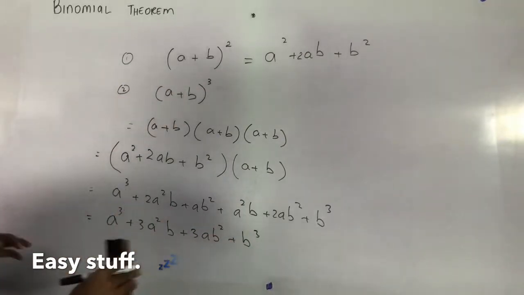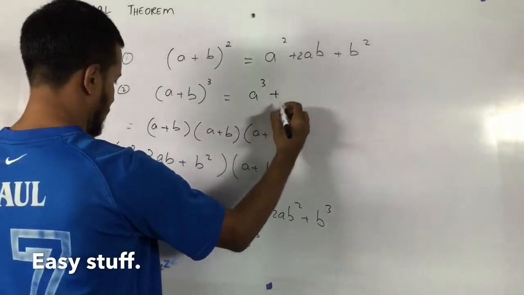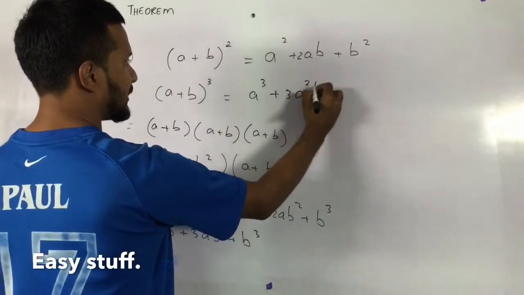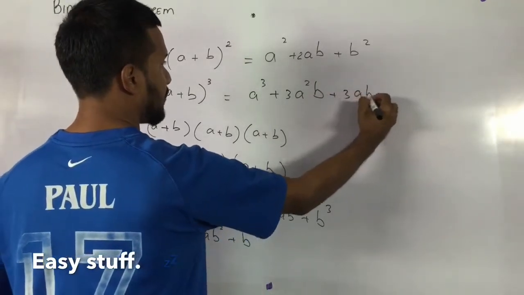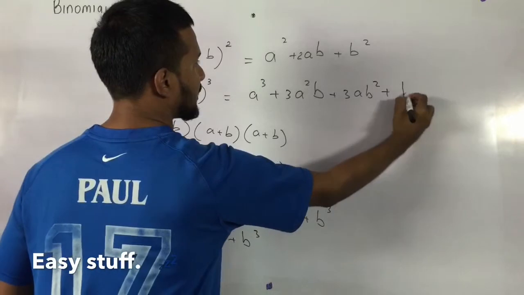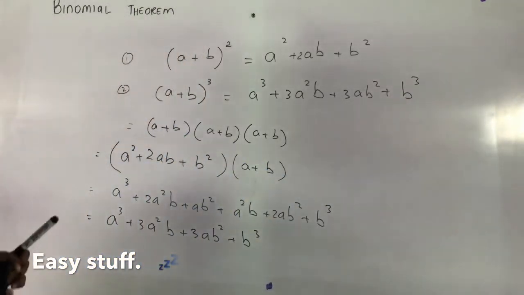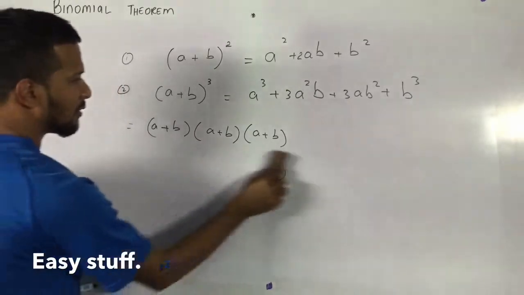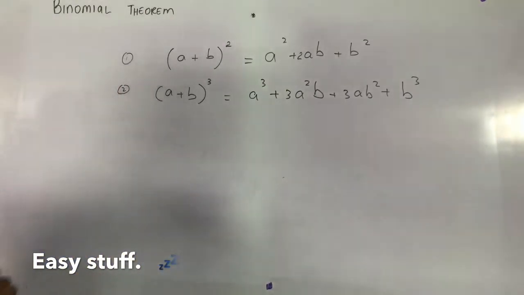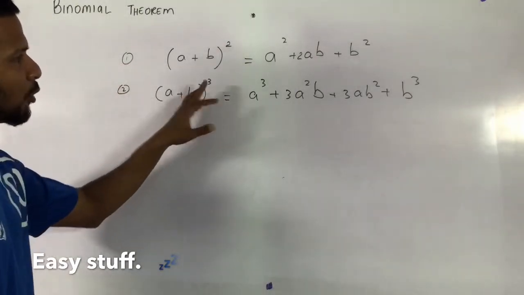Right? This is simple expansion. Let's see what we have now. We have a cubed plus 3a squared b plus 3ab squared plus b cubed. Good? Okay. So good. So we have a plus b squared, a plus b all cubed.